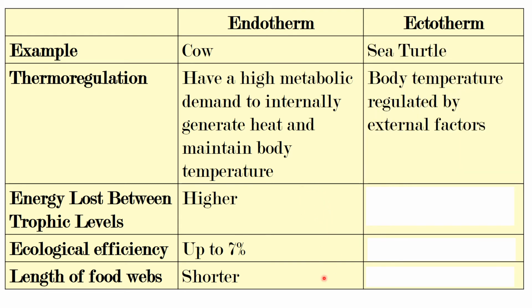Ectotherm, an example is a sea turtle. Their body temperature is regulated by external factors. So the energy loss between trophic levels is comparatively lower than endotherms. As a result, their ecological efficiency is up to 15%, and the length of food webs is longer.